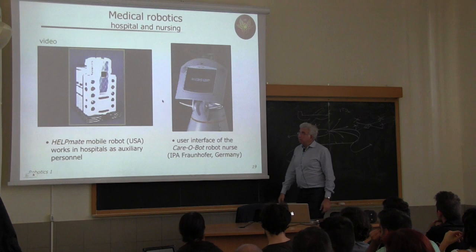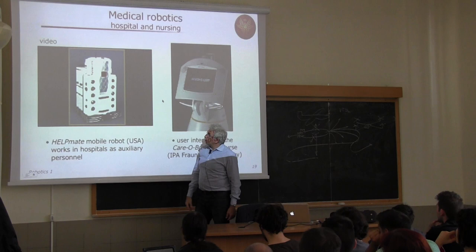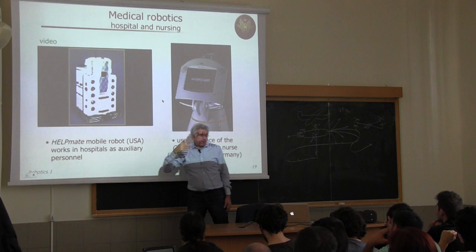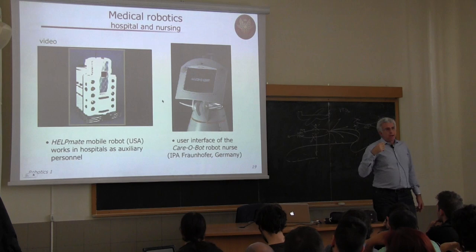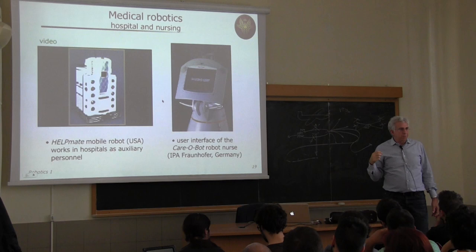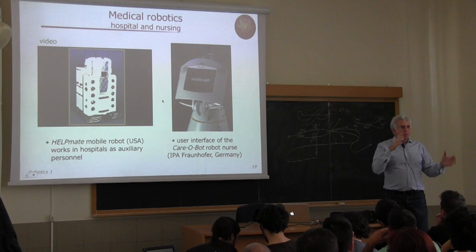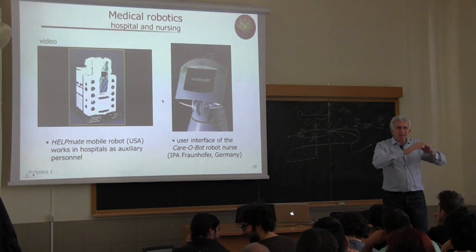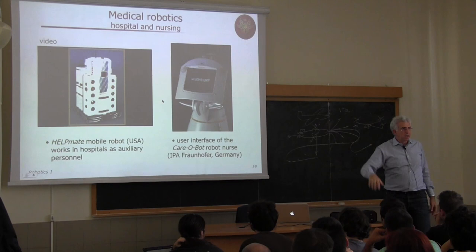So to make the long story short, this is one such robot. It's called Helpmate. And it's famous not because it's really innovative, but because it was produced by the same man, Joe Engelberg, that made the first industrial robot. So it was kind of a paradigm shift from industry to service. He said, okay, I'm saturated by that. I want to do some other application of robotics which go beyond the factory floor.